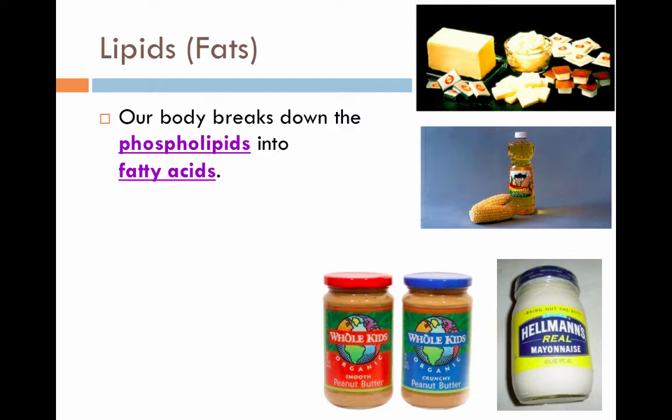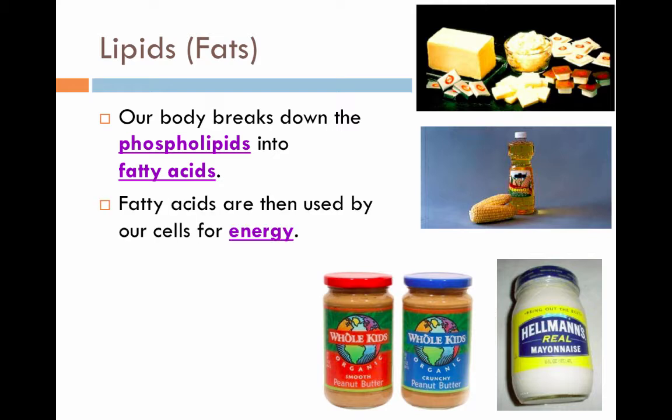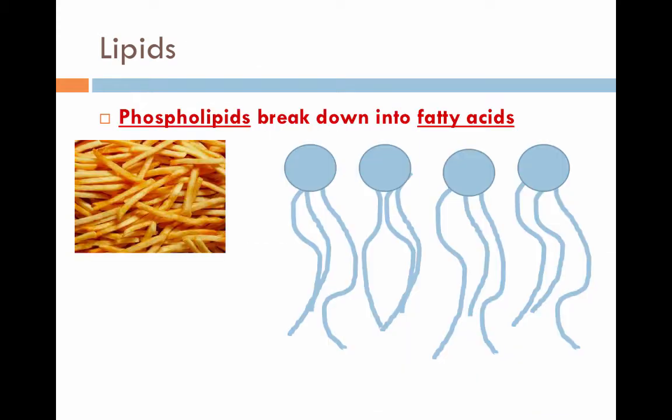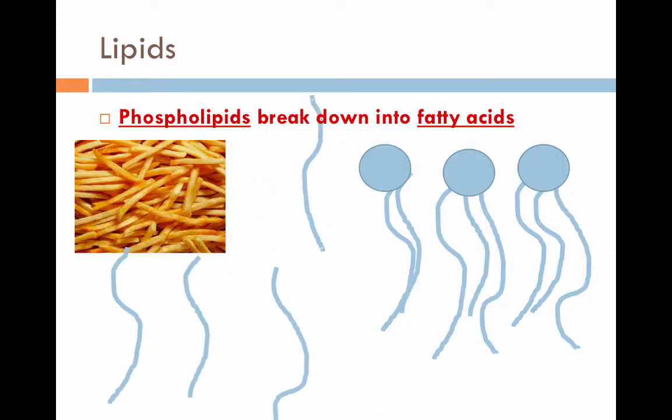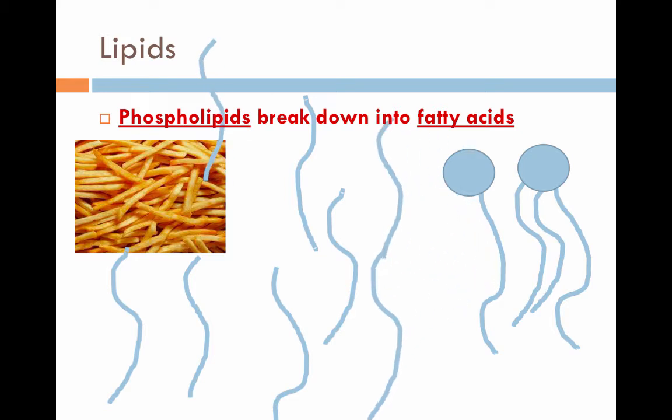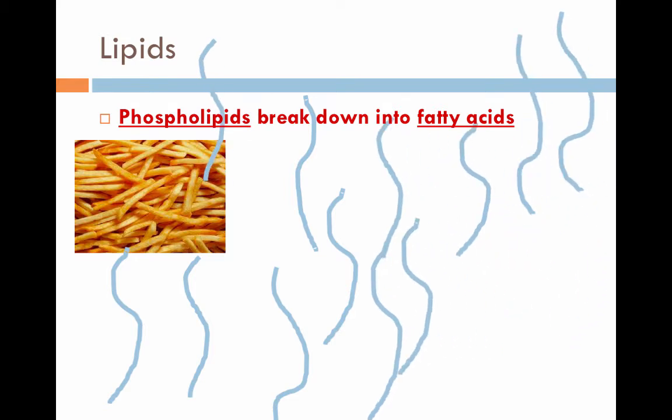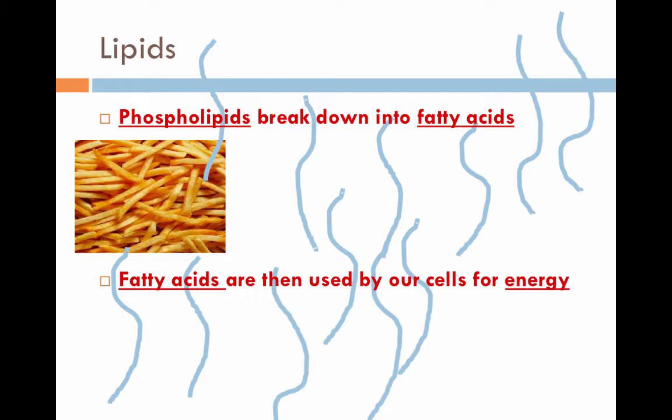So we're constantly eating lipids all the time. When we eat our lipids, we're eating the big version of the lipids, which are called phospholipids, and our body chews them up and breaks them down into fatty acids. Fatty acids are then used by our cells for long-term energy. Here's an animation. These are phospholipids. They get broken down in our body into the individual fatty acids. These fatty acids are then used by our cells for long-term energy.